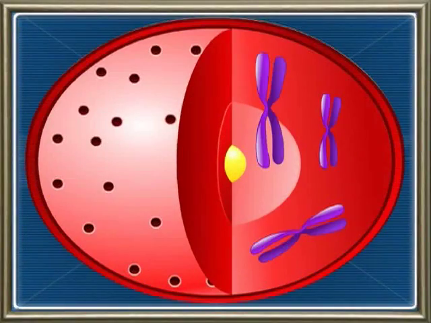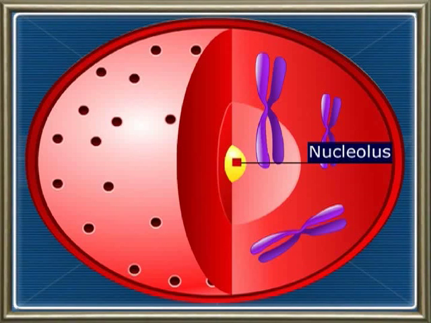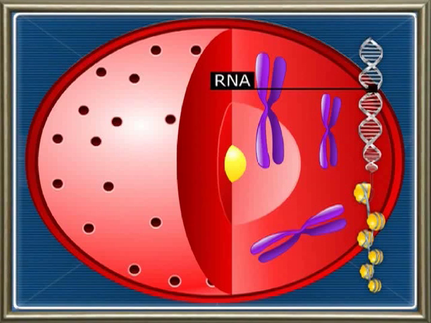Inside the nucleus, there is a small round body called nucleolus. The structure contains RNA and proteins. What is the function of nucleolus?